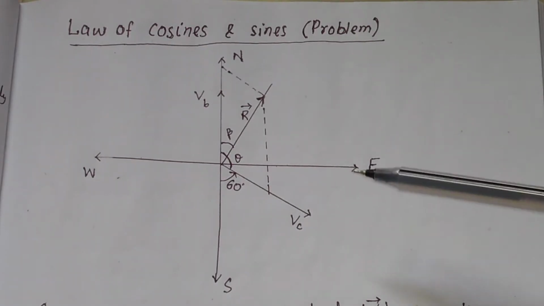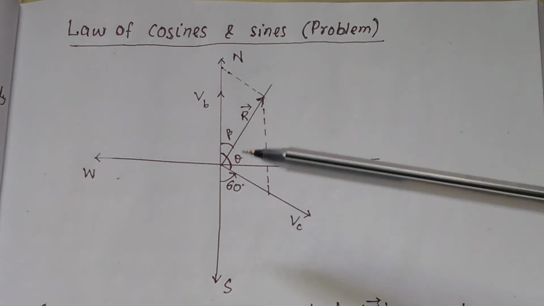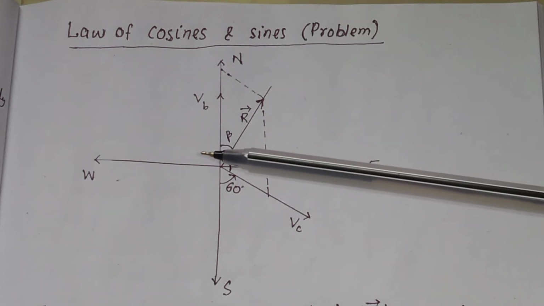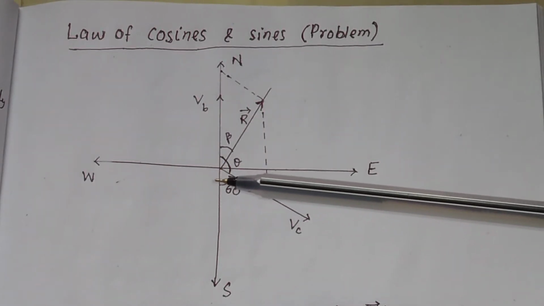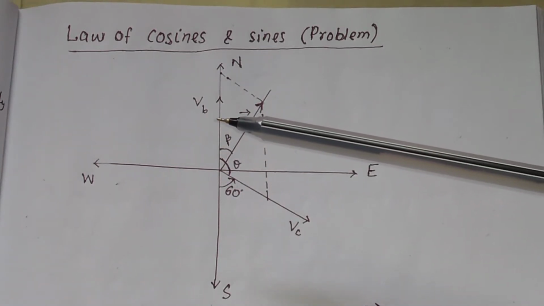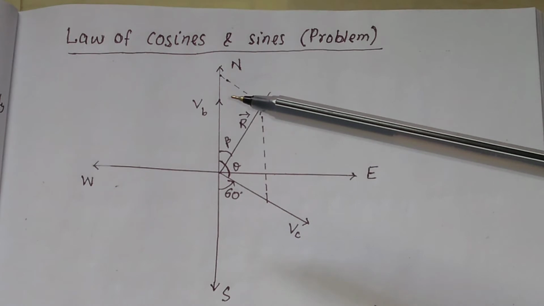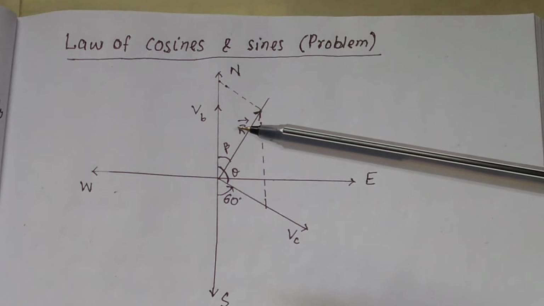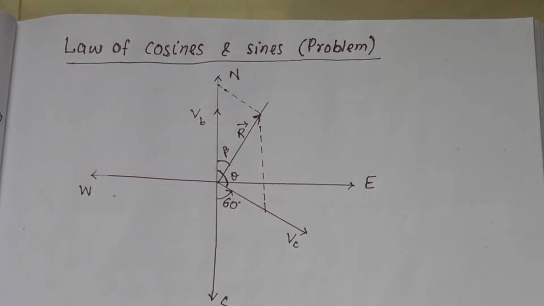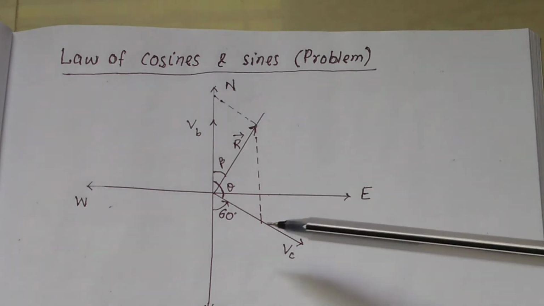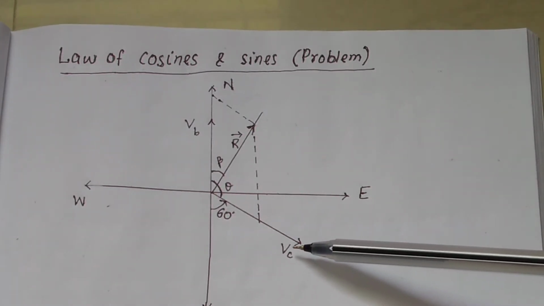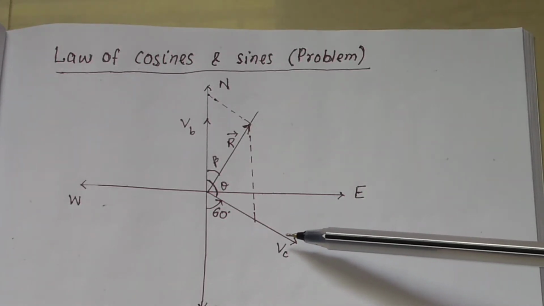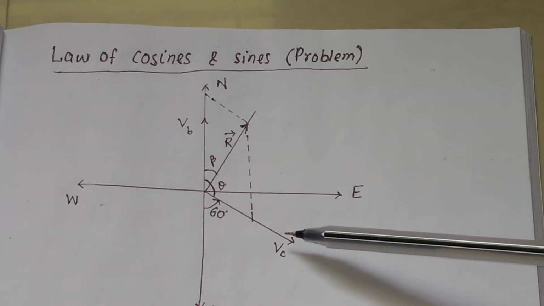So in the figure the directions are shown. This is the north and this is south, this is east and this is west. In the problem it is given a motorboat is racing towards north at 25 km per hour. So the velocity of the boat is equal to 25 km per hour towards north, and the water current in that region is 10 km per hour. The velocity of the water current is shown as Vc. It is equal to 10 km per hour in the direction of 60 degree east of south.